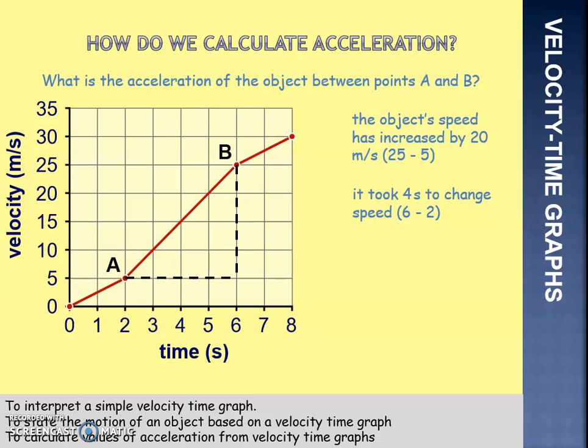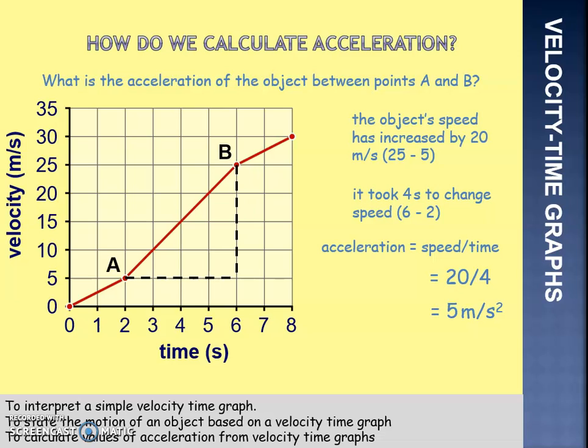It's taken 4 seconds to change speed. At A, that's at 2 seconds, and B, if we read down, that's at 6 seconds. 6 take away 2 gives us 4. We've now got our change in speed, and we've now got our time. Acceleration is change in speed, or change in velocity, divided by time. That's 20 divided by 4. This gives us an acceleration of 5 meters per second squared.